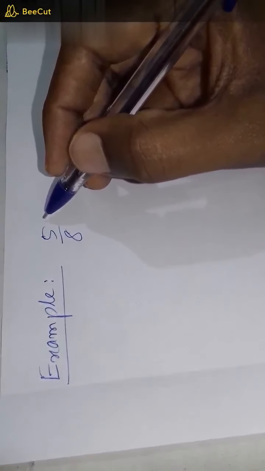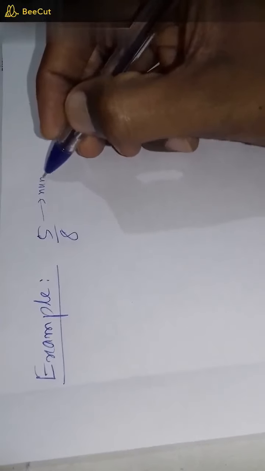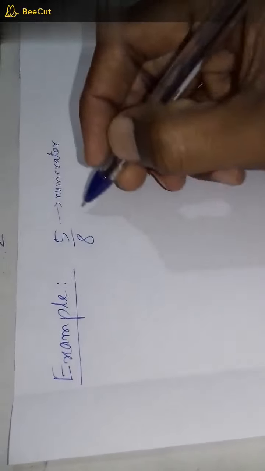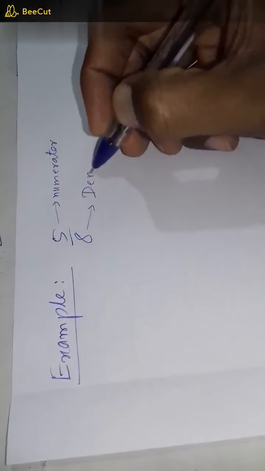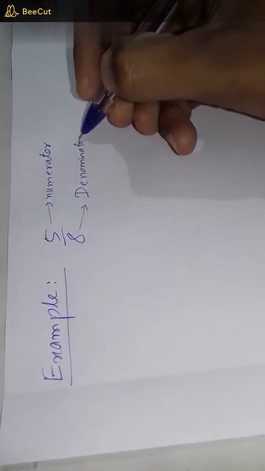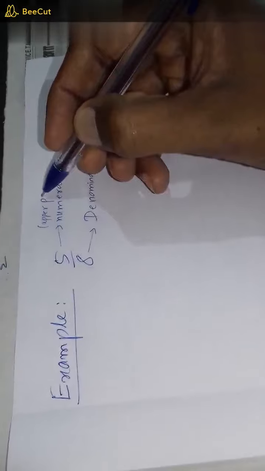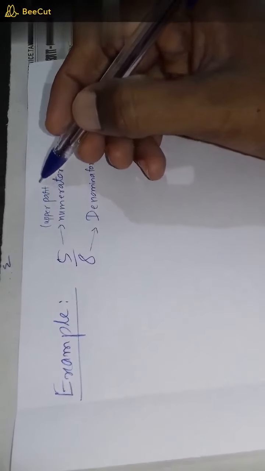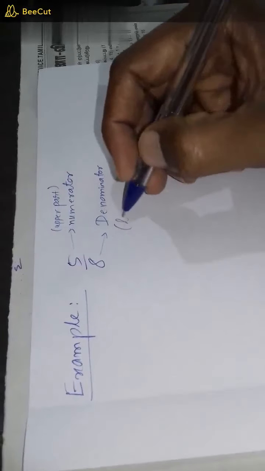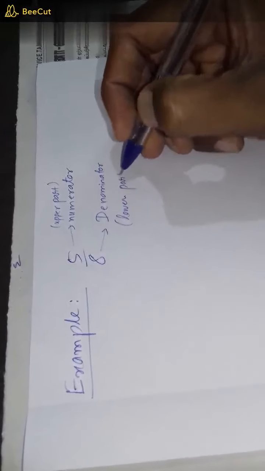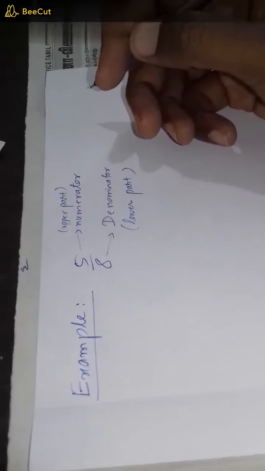For example, we can take 5 by 8. Okay, 5 by 8. In this fraction, 5 is the numerator and 8 is the denominator. So in any fraction, the upper part is called numerator and the lower part is called denominator. Okay.